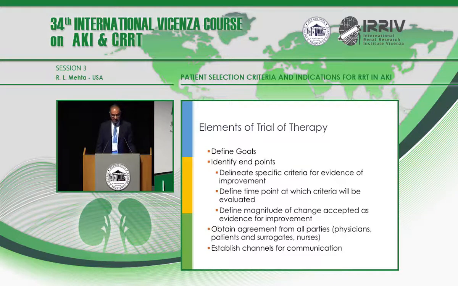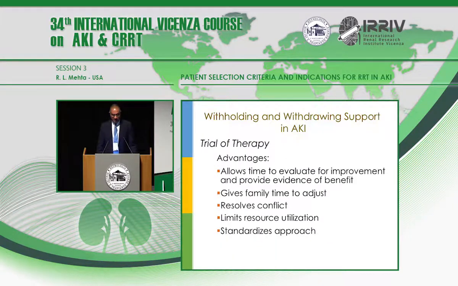And in that setting, you define the goals, identify the endpoints, and get agreement from everybody that at the end of that, in 3 or 4 days, you will reevaluate. If those goals have been met and improvement is there, you continue. If the goals have not been met, you either make a decision to continue forward for another trial of therapy or you discontinue. This has several advantages because it allows time to evaluate for improvement, gives family time to adjust, resolves conflict, and is somewhat an appreciable way to manage these patients itself.